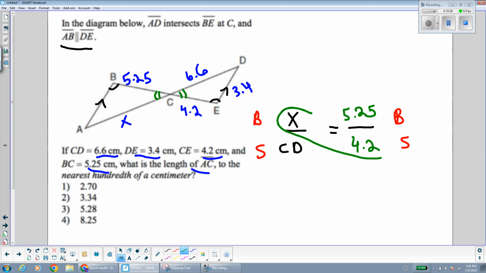And from here, I'm just going to cross multiply. We have 4.2x is equal to, oh, here I wrote CD. I didn't put the measurement. Let me replace that with the measurement of CD. That was 6.6.